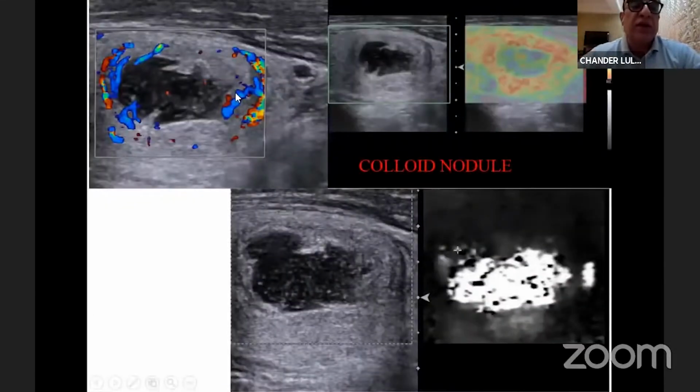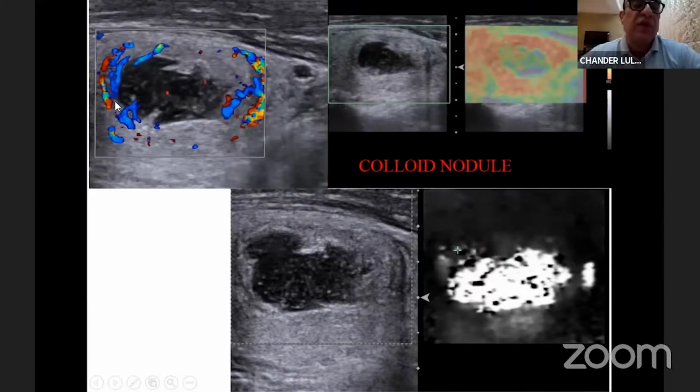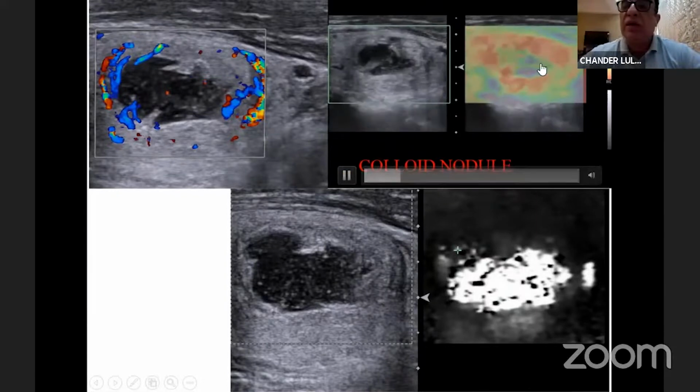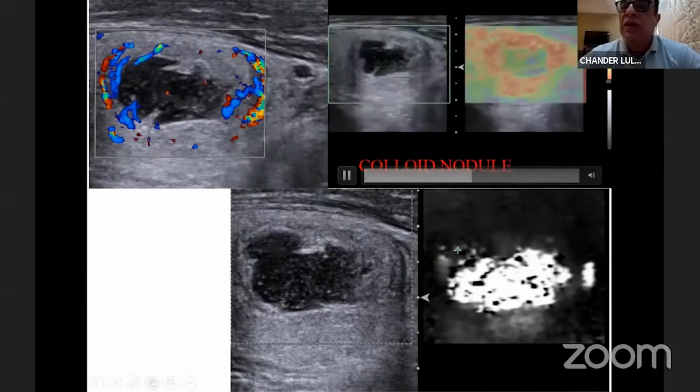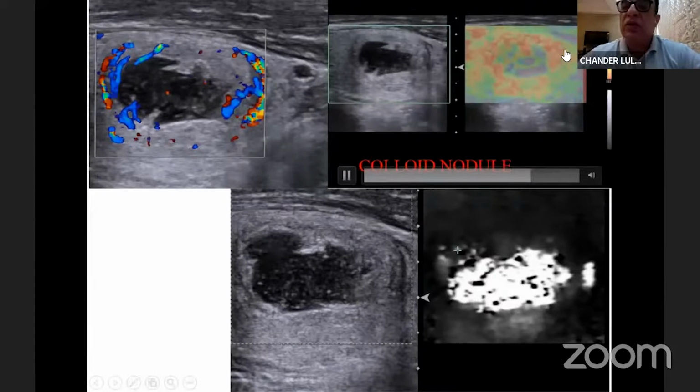Now here is a typical colloid degeneration in an adenoma. You can see cysts with echoes, with nodules in the periphery, and the vascularity is typically peripheral. The elastography pattern, green is soft here. There is a bar which tells us the color coding, and red is hard. So the capsule is stiff, but essentially the nodule is soft.